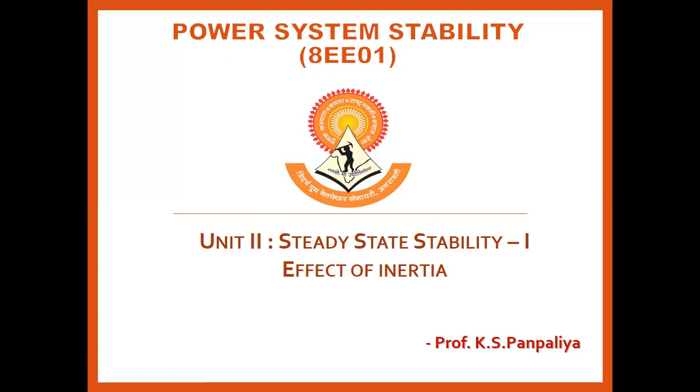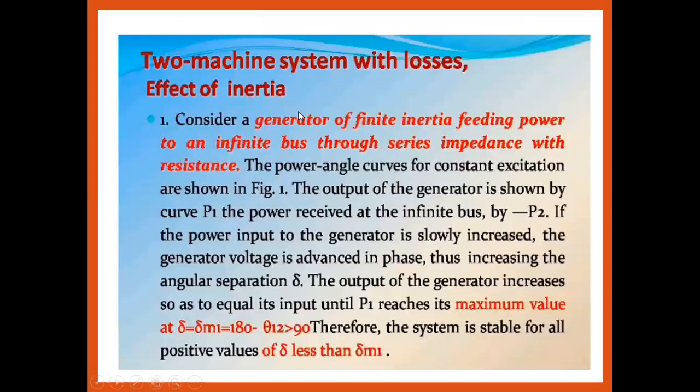The Clark diagram is generally used to find out the steady state stability limit by using a graphical representation, considering the losses parameter and without losses parameter, that is with resistance and without resistance connection between the two machine systems. So in this lecture, we will discuss the effect of inertia on the two machine system with losses condition.